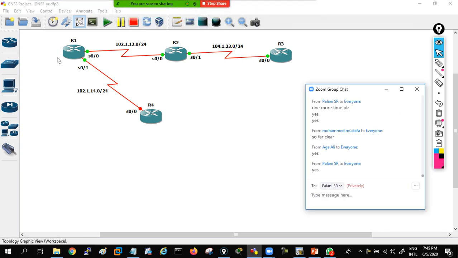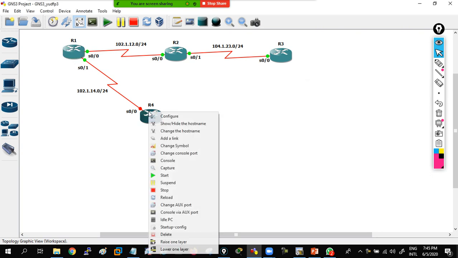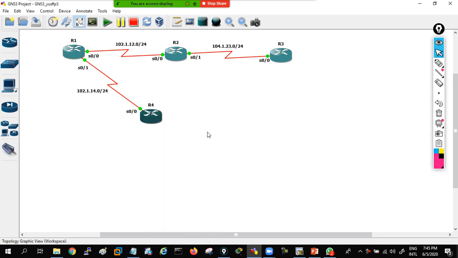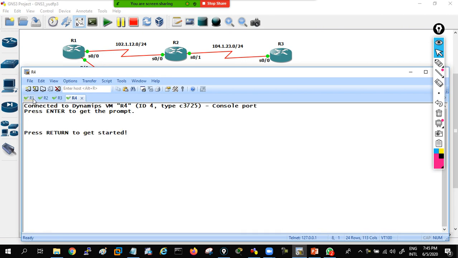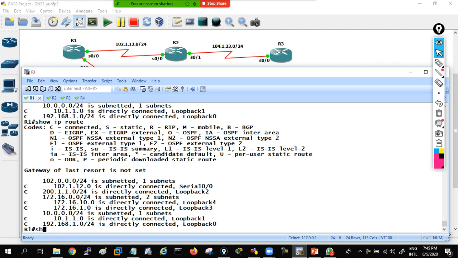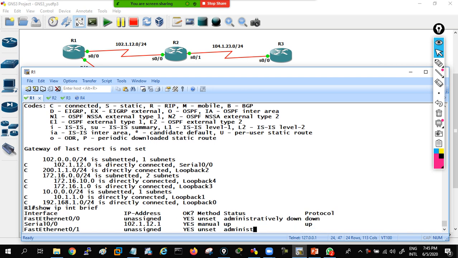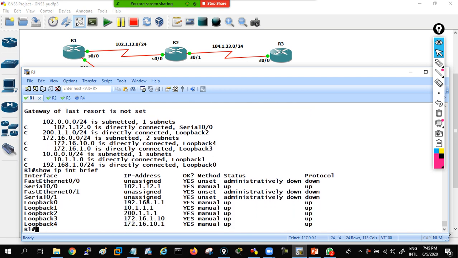Yeah. Now what I am going to do now, I am going to fire it up. Start. Now let's go to router 1. Let's double click on this router and configure serial 0/1. Right, guys? So, show IP interface brief. See, actually Palani went for vacation. There is one guy, he came and he connected to router 4. See what he's doing there.